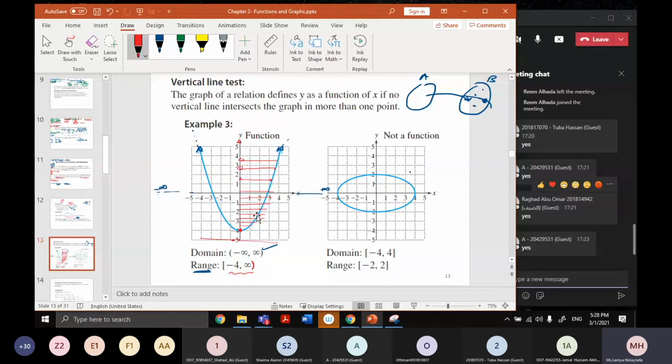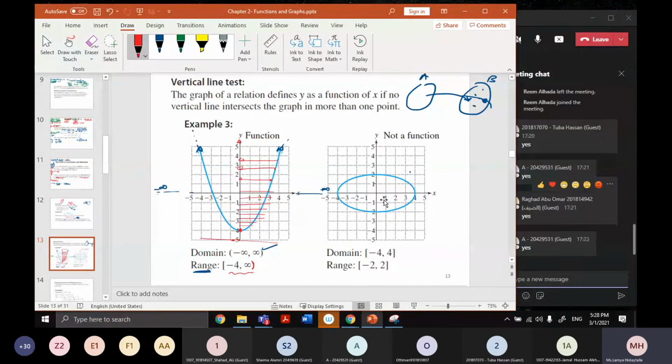Take any point. Correct? بتلقى الجراف has a value. صح؟ يعني هنا البوينت دي, this point. So all of them. يبقى what is the range? الرينج هو الانترفال from -4 and up to infinity. طيب here for this is not a function.